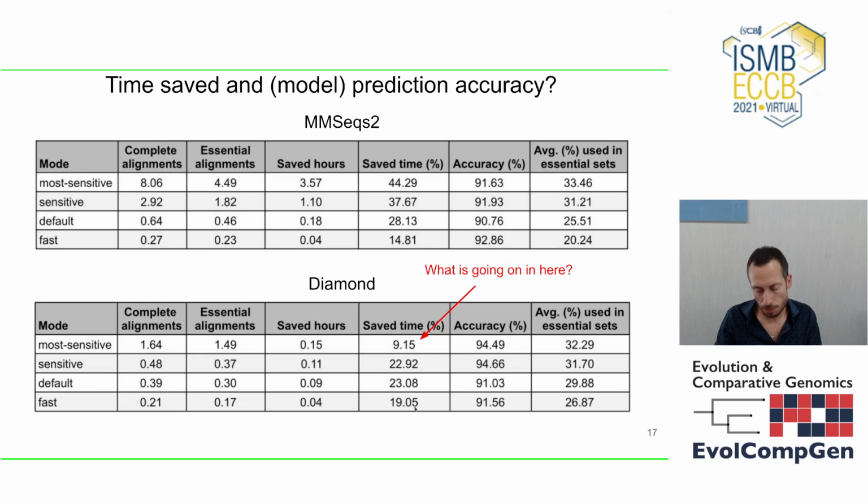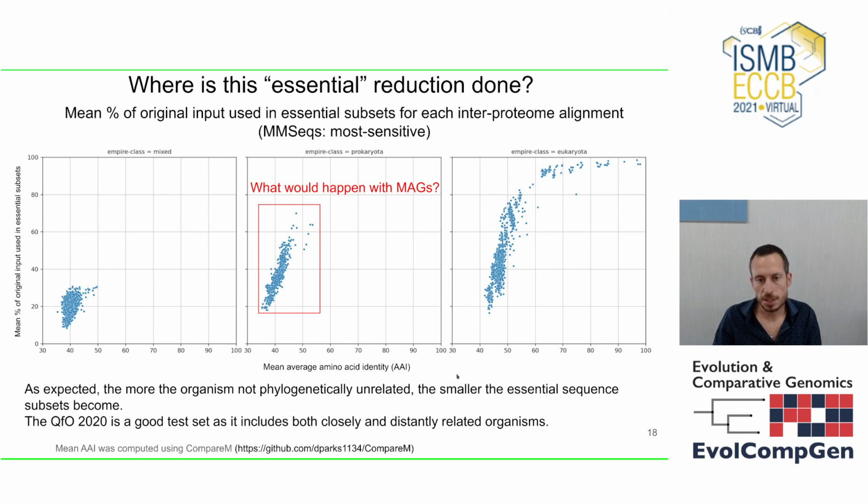So Diamond, you need to know that it's much faster than MM6 and it behaves differently. As we can see, at least up to the sensitive mode, it does increase a little bit the time we save, but then it falls on the most sensitive mode. I'm really not sure what is going on. We are still saving some time, but I will take a closer look at what is maybe happening there. And as we see, the average reduction that we have is not so different from MM6, so it's kind of safe.